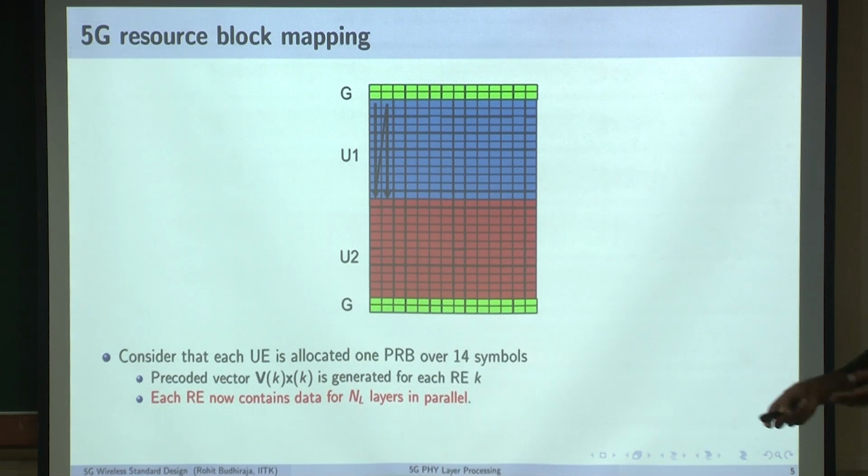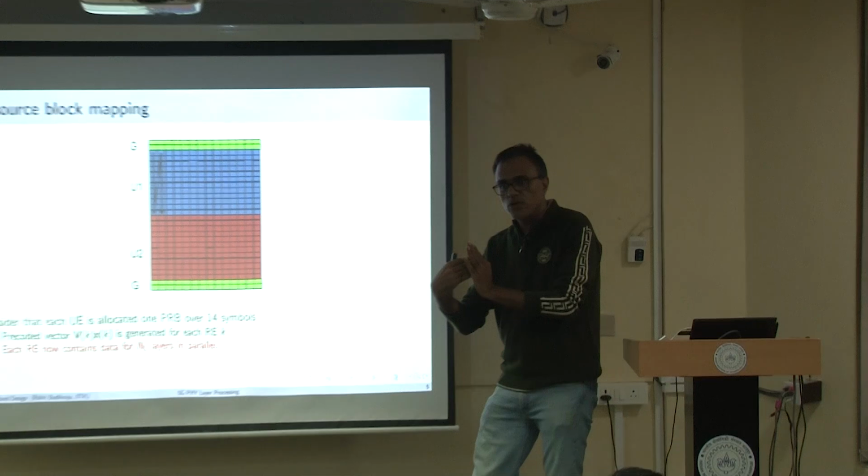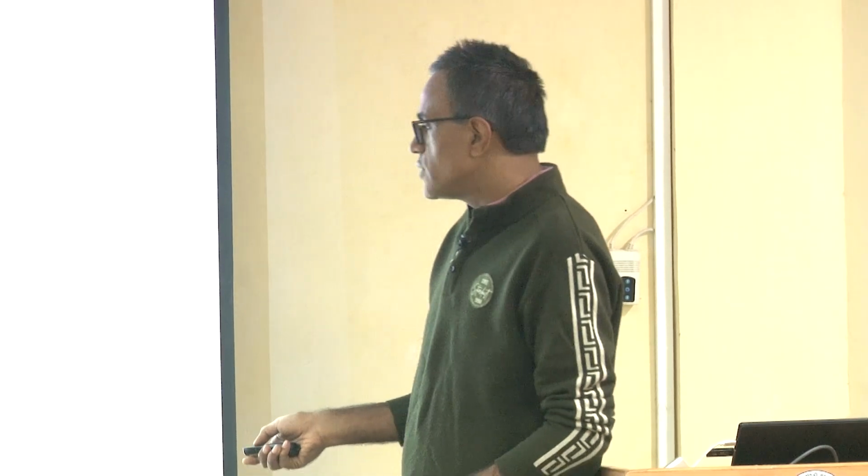You are sending data in parallel. If it is only 1 layer and 1 antenna, you are sending 1 symbol over 1 resource element. Now using this precoding, you are taking in 4 layers and generating a 64 cross 1 vector, which you transmit over 64 antennas, but over each resource element NL layers are being sent. That's how you increase the data rate. That's how MIMO helps increase the data rate, because you are sending NL layers in parallel over each subcarrier.